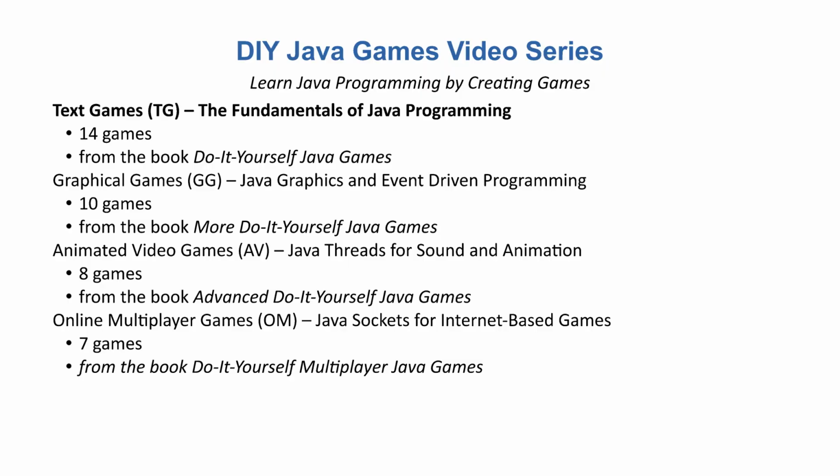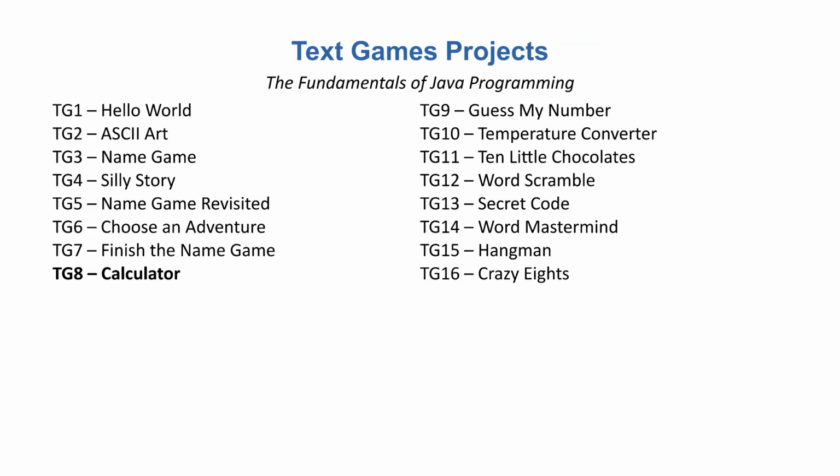We're currently in the Text Games video series, TG, the first of 4 types of games series. The focus of this series is to cover the fundamentals of Java programming. No previous programming experience is required. You'll learn how, when, and why Java programs are written the way they are. This series has 16 projects. We're currently working on the 8th project, TG8 calculator.